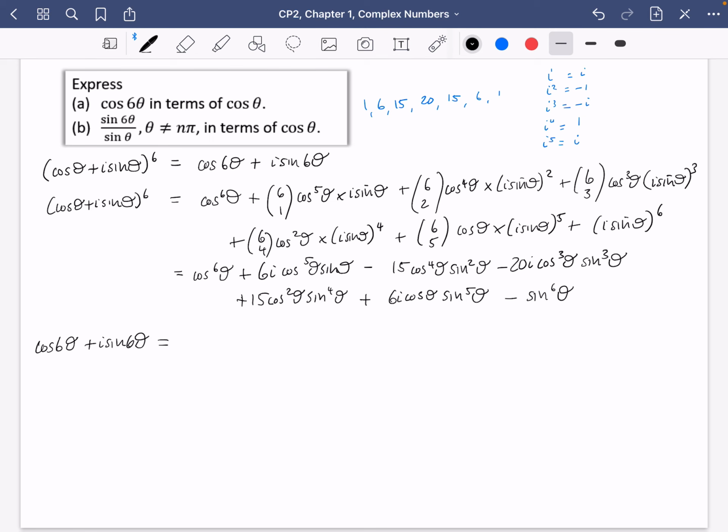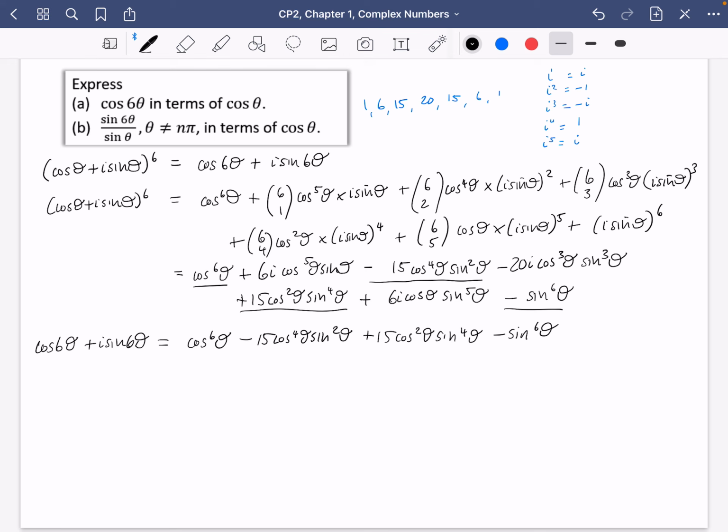I'm going to write the real parts first. The real parts are this, this, and this, and this. So it's cos to the power of 6 theta minus 15 cos to the power of 4 theta sine squared theta plus 15 cos squared theta sine to the power of 4 theta minus sine to the power of 6 theta.